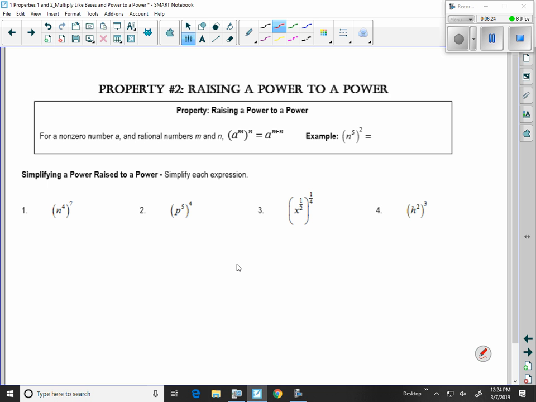Okay, we're making this. Okay, power to a power, we multiply. Here's what that looks like. A is the base, m is the first exponent.